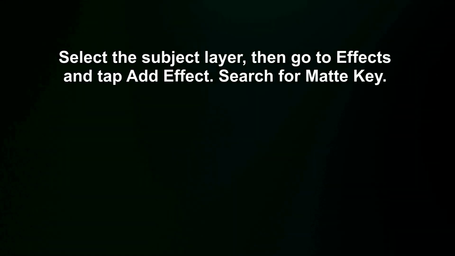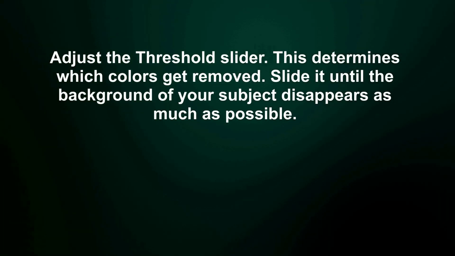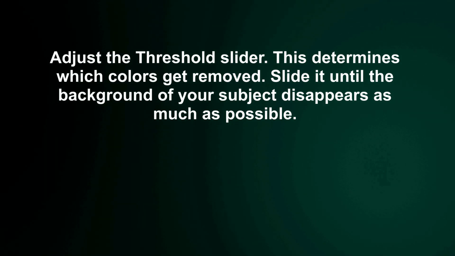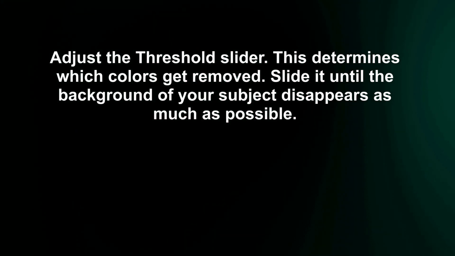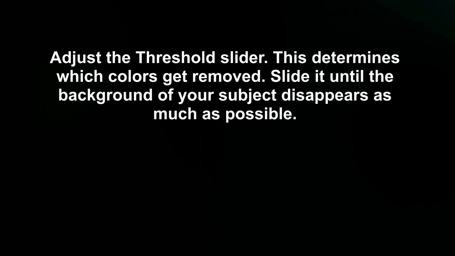Search for Matte key. Adjust the threshold slider. This determines which colors get removed. Slide it until the background of your subject disappears as much as possible.